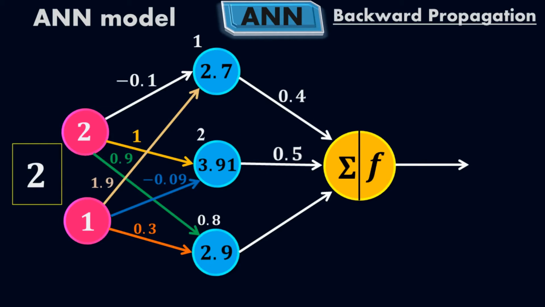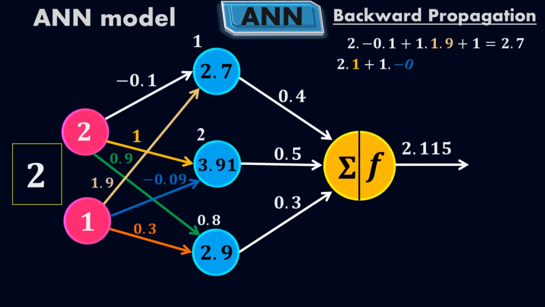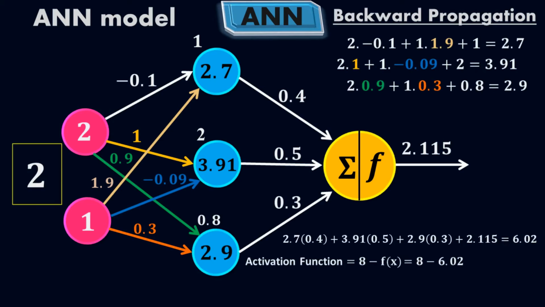and the bias. So when you do all the mathematics, at the end you will get approximately 2. That's what we were trying to achieve. Now look, when you compare the weights and the bias values with the first try, these values are different. Previously we had negative 0.3, but this time we have negative 0.1. Previously we had 1.2, but this time we have 1.9.